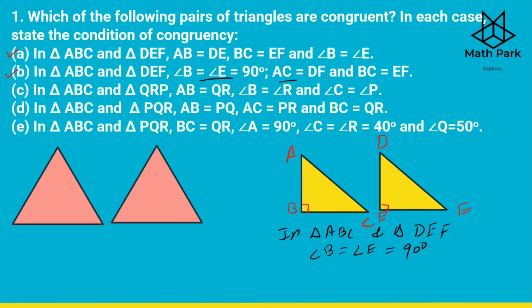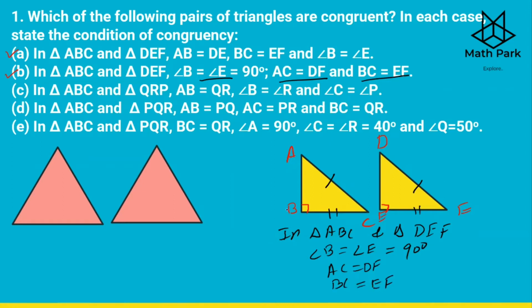Second thing, you are given AC is equal to DF. And the third thing, you are given BC is equal to EF.